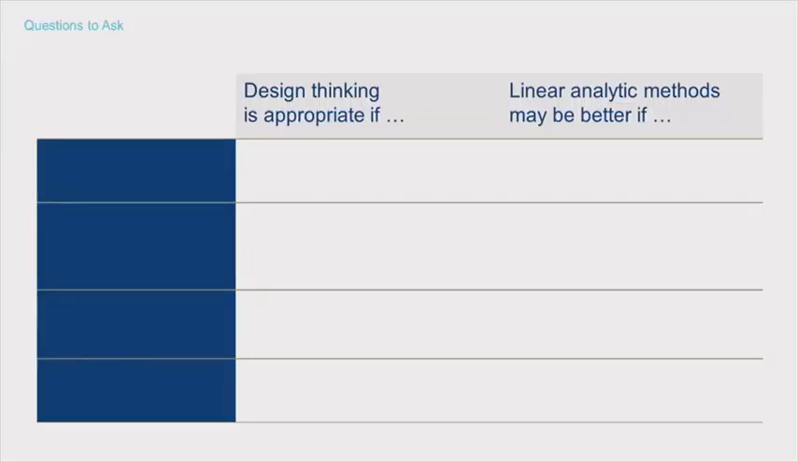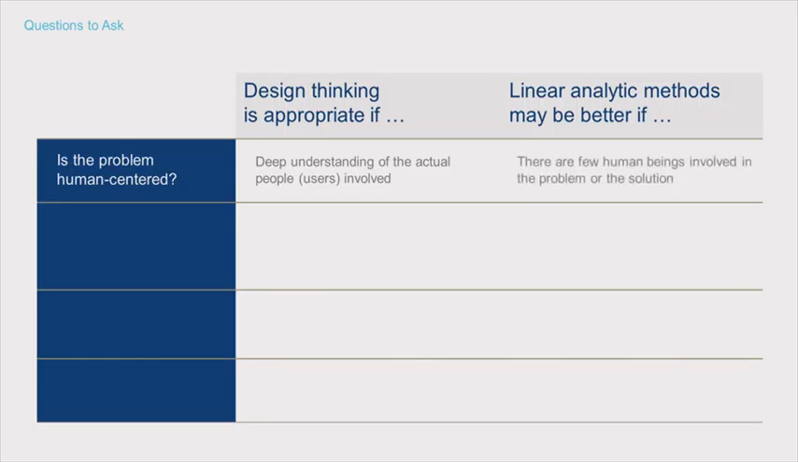Here are a few questions to ask yourself as you consider whether the problems you have might be wicked or tame, and so lend themselves to design thinking or not. Well, the first question to ask is, is this problem human-centered? Design thinking is appropriate if a deep understanding of the actual people or users involved is essential. Linear analytic methods may be better if there are few human beings involved in the problem or the solution.